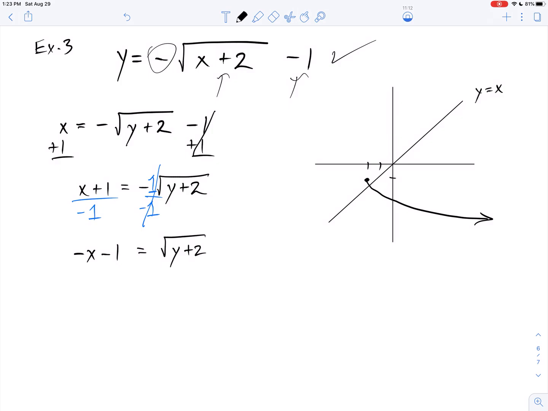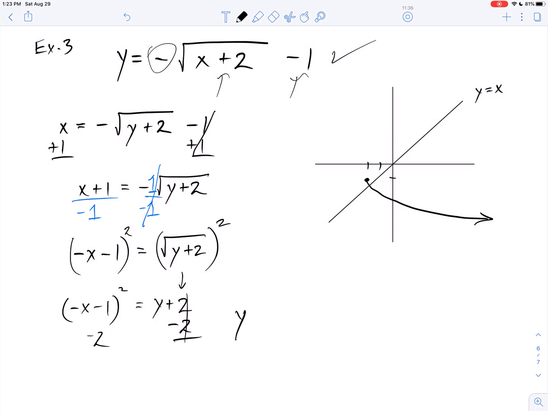And it's time to square both sides. So on the one side, I have y plus 2 now. On the other side, I've got this guy, -x minus 1 squared. I'm going to move this over, and then what do I have? Well, I have y all by itself. What's it equal? It equals, parentheses, -x minus 1 squared, minus 2.